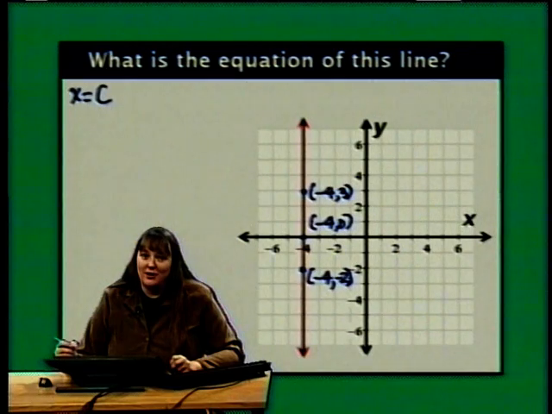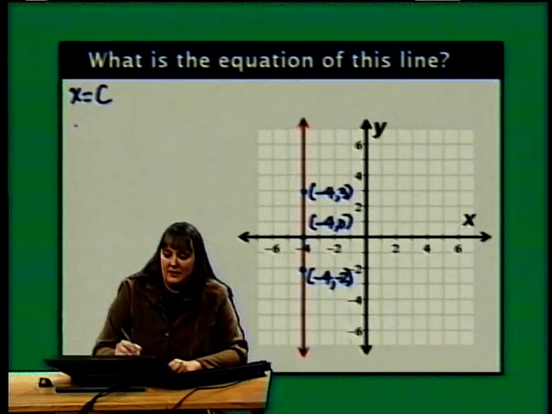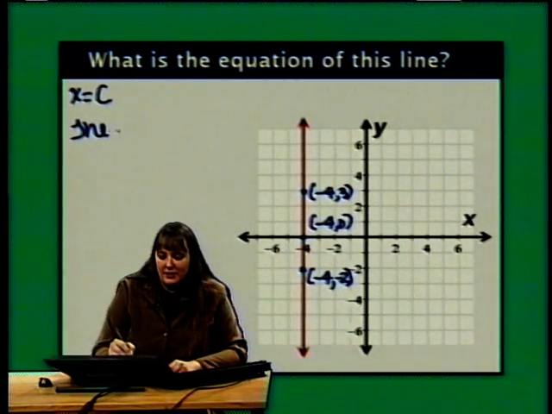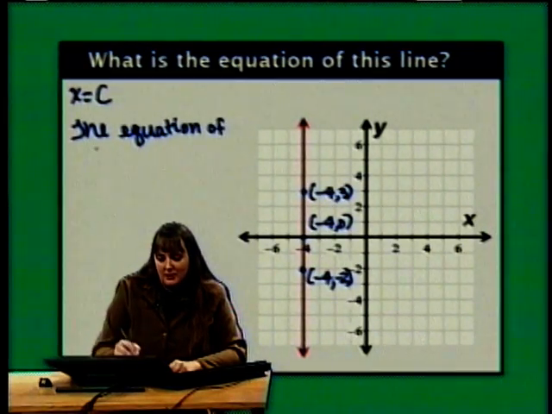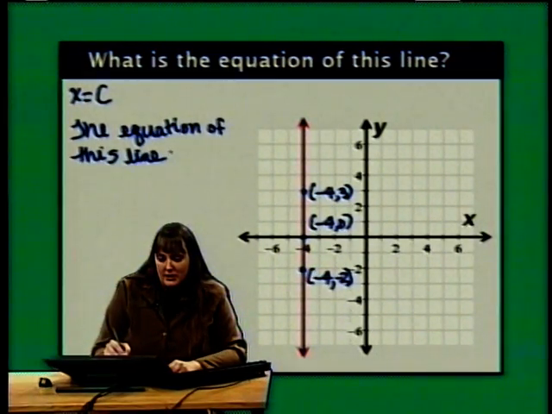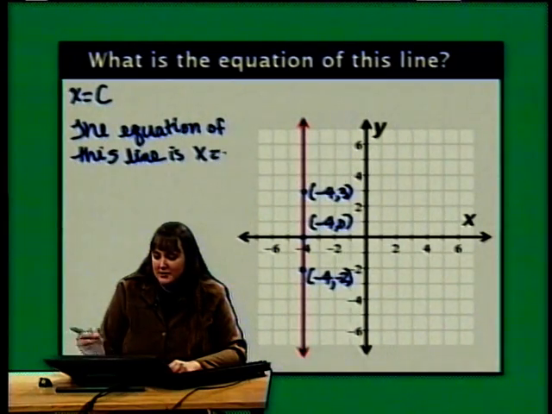What do all of these points have in common? The x-coordinate on all 3 of these points is -4. We're trying to figure out what constant x equals. That constant is -4. So we have the equation of the line x equals -4. So let's write our conclusion. The equation of this line is x equals -4.